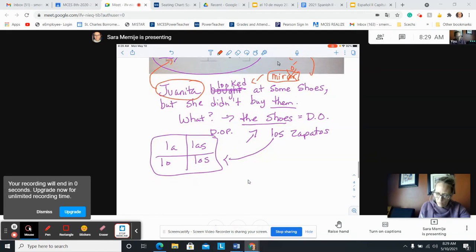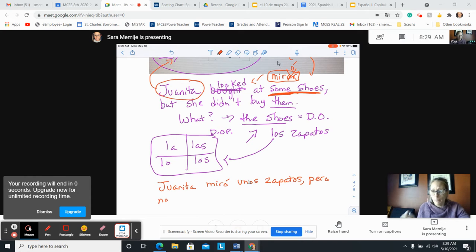So let's give ourselves some new space here. Juanita miró. Juanita looked at is where we're at right now. Some shoes, so I'm not using los or el or la or anything like that. I'm going to use the indefinite articles. Unos zapatos. She looked at some shoes. But, pero, she didn't. So I have to give the no out front of my verb.